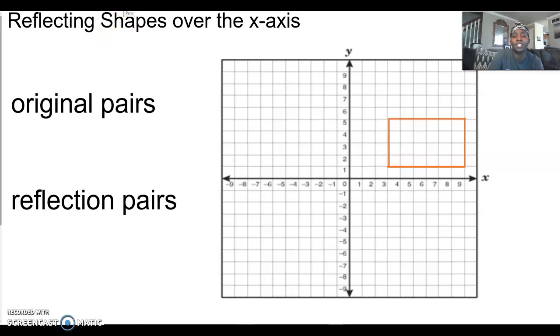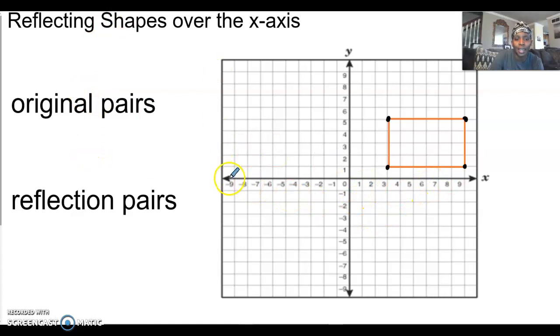And the way we do that, guys, is just like yesterday. We're going to find the ordered pairs for all of our vertices. Here we're looking at a rectangle, and a rectangle has 4 vertices. Here's the first one. Here's another one. Here's the third, and here's the fourth. Why do we need those? As a reminder, we need those coordinates right here to help us reflect over here. It's going to help us draw our shape when we reflect over the x-axis.